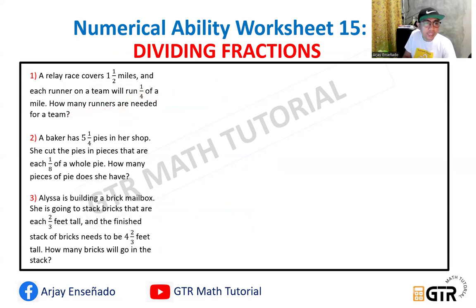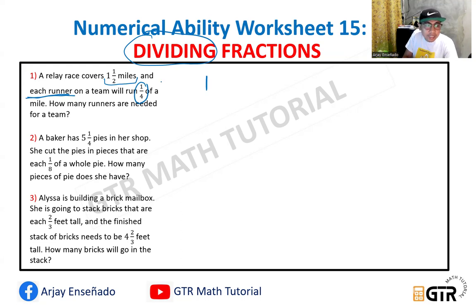So ano ba yung keyword natin para malaman natin na division ito? So ang keyword dyan, a relay race covers 1.5 miles. Each runner, ayun yung keyword natin dyan. Each runner on a team will run 1/4 of a mile. Okay? So how many runners are needed for a team? So again, ang keyword ay yung each. Each runner ay 1/4 daw, so division. So just divide.